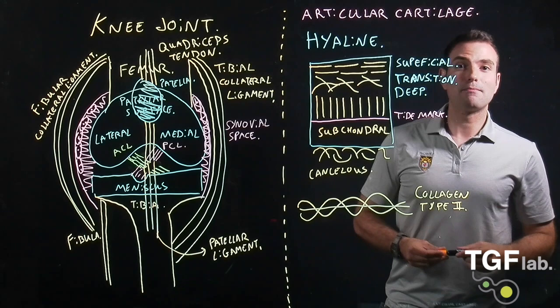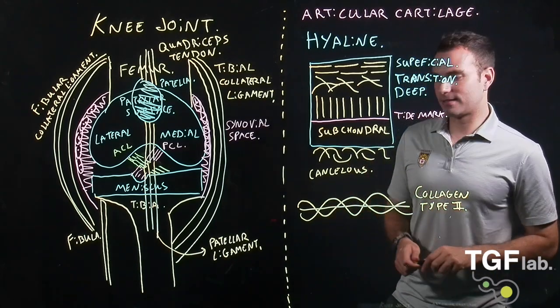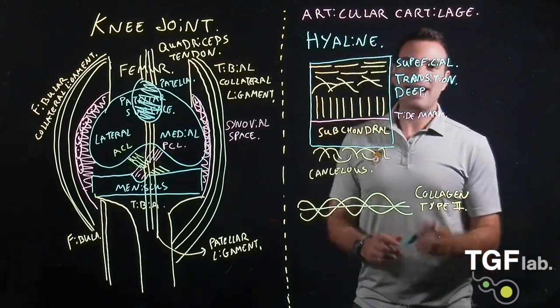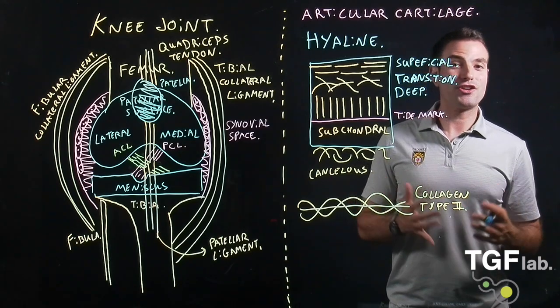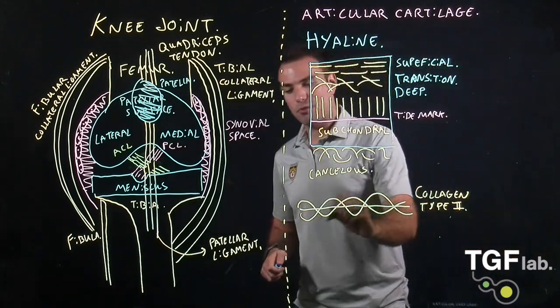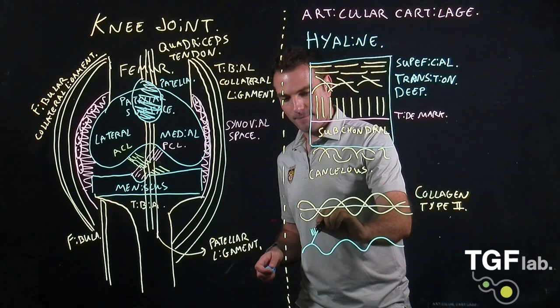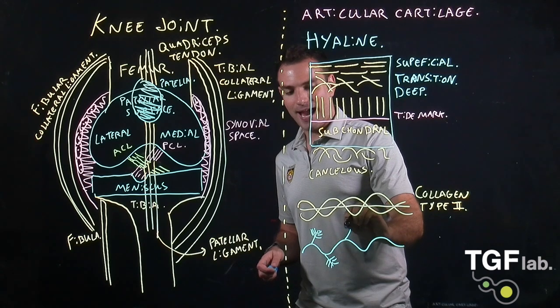So this collagen is important for the tensile stress and also for the shear forces here in the superficial zone. Then in the transition zone and in the deep zone, we are going to have higher content of another component, which are the proteoglycans and glycosaminoglycans, GAG.